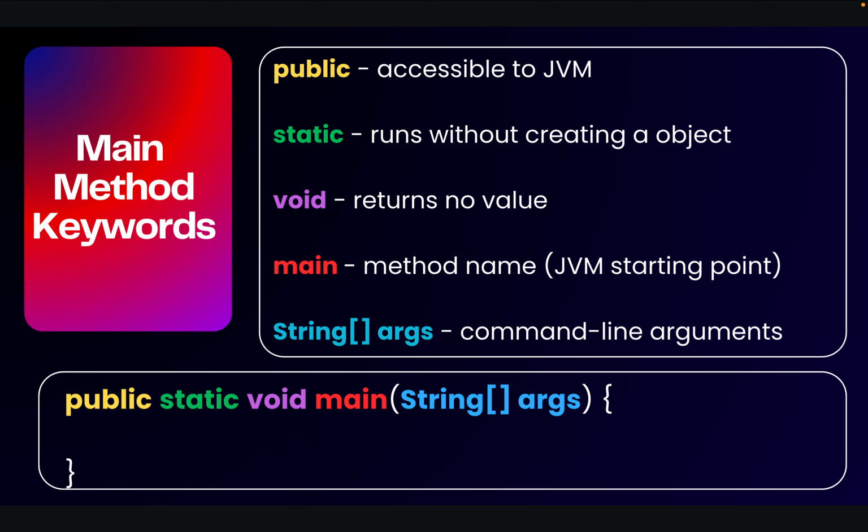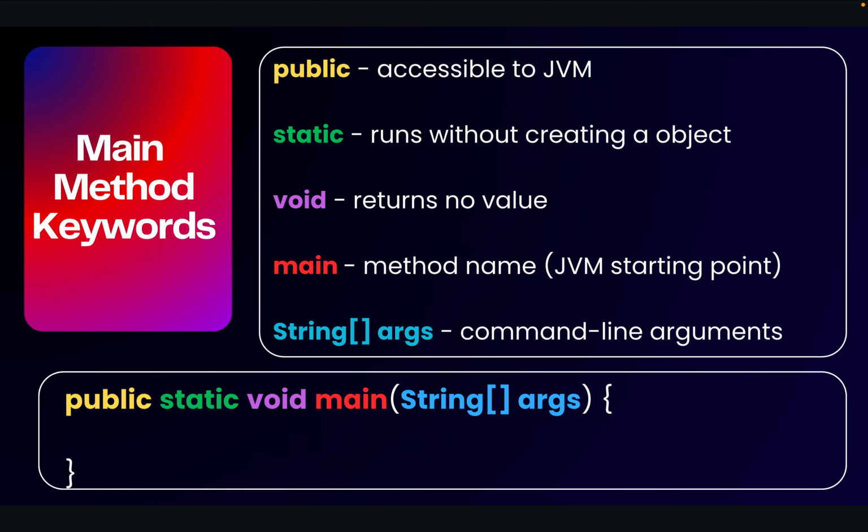Main is the method name. This is the JVM starting point. So when your JVM sees main, it knows, hey, this is where I need to go to run the code. It's not going to go anywhere else. You may have 500 lines of code, but whatever is in your main method is what will run. So that is very important. If it's not in your main method, it will not run. If it is in your main method, it will run. This is why you need to remember these components.